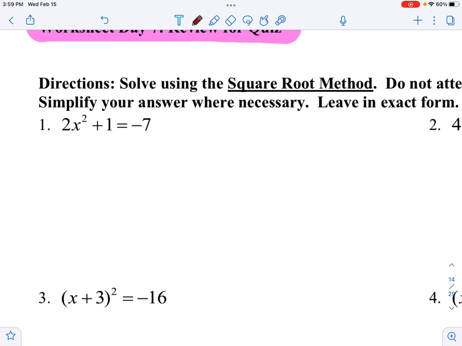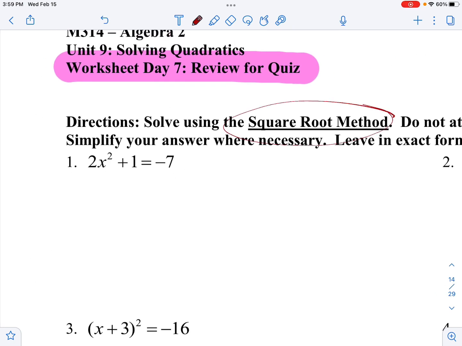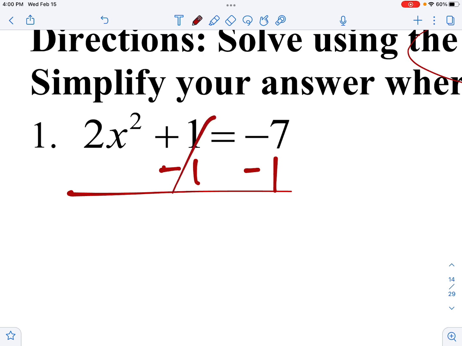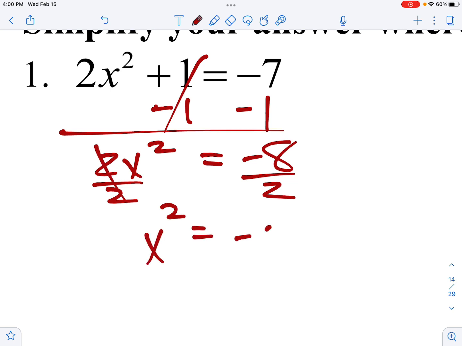I'm going to start with number one, the square root method. That's what this means. I'm going to show you an example of what that looks like. I'm going to first just try and get the x squared by itself. So the easiest thing to do there would probably be to subtract the 1 over. Step 1. So I have 2x squared equals -7 and -1 makes -8. Now don't be taking square roots yet. Let's cancel the 2. So now I have x squared equals -4.